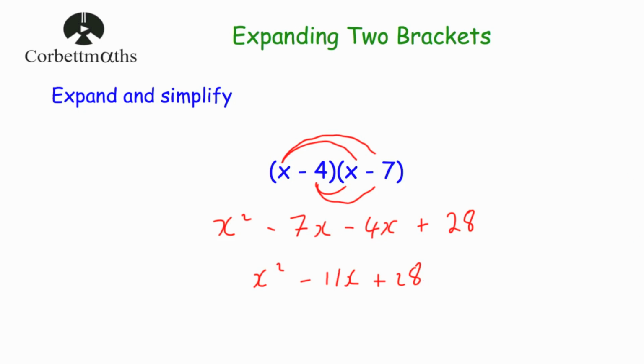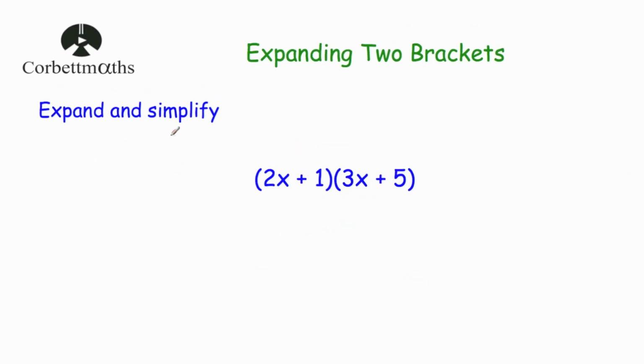Okay, let's have a look at our next question. Okay, so our next question says expand and simplify 2x plus 1 brackets 3x plus 5. So to expand and simplify these brackets, we're going to multiply both of these terms by 2x, and then multiply both of these terms by 1, and then just collect any like terms.